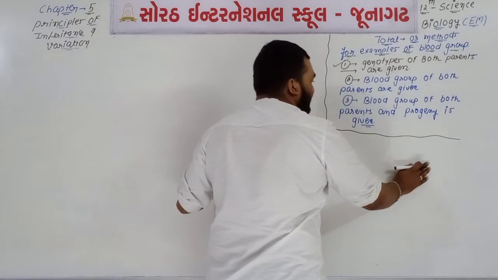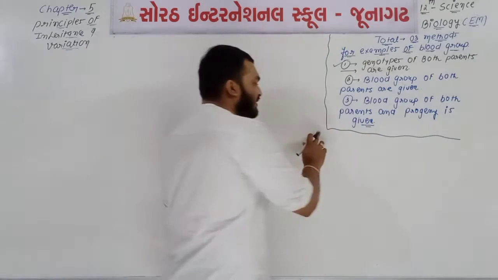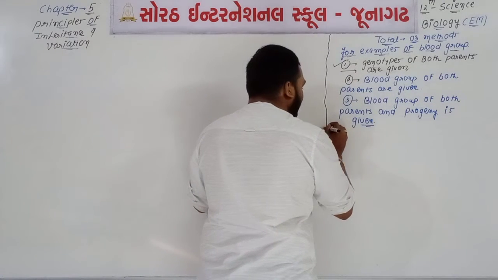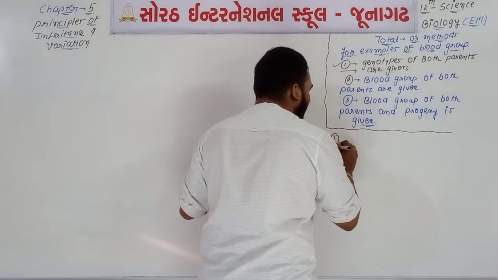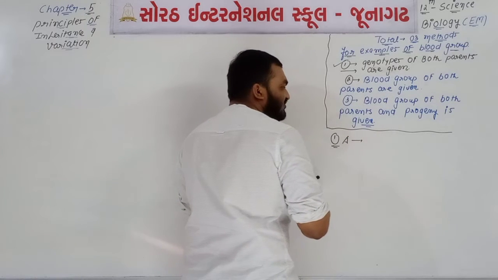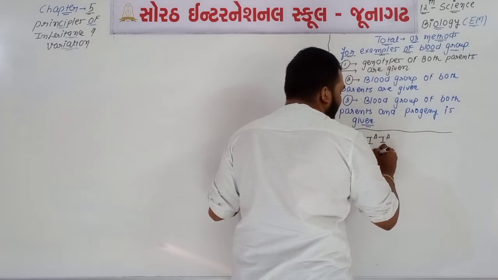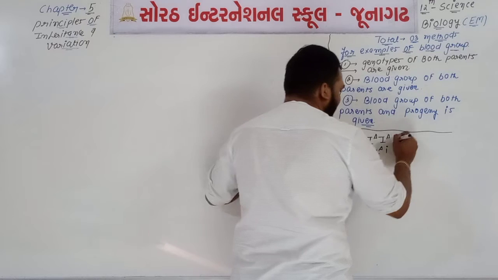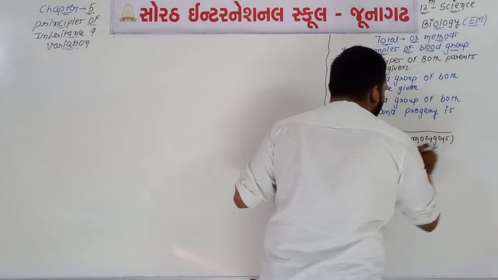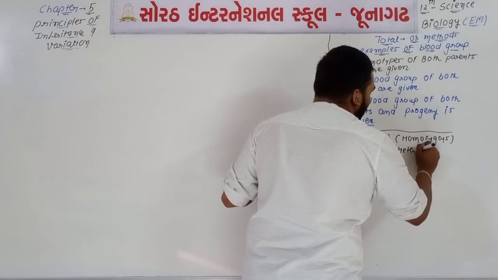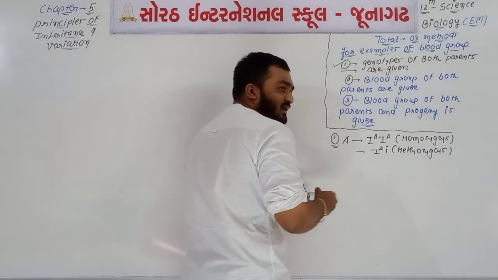Before starting today's question or method number 2, we will write one table, the table for the blood group. If I write one important table here, first, if we talk about blood group A, what will be the genotype of blood group A? I^A I^A, and the second option is I^A i. The first is a homozygous pair of genotype, and the second is a heterozygous pair of genotype. It is for blood group A.